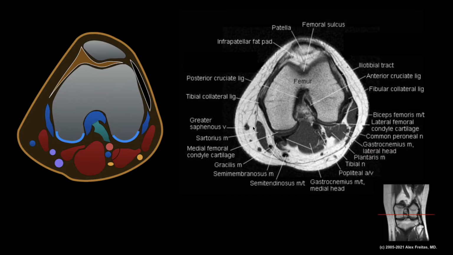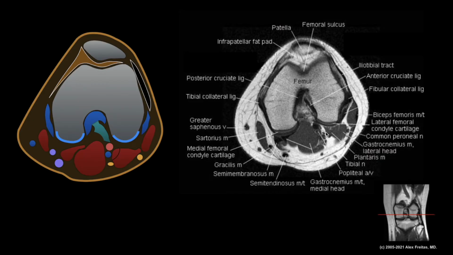So we have the great saphenous vein one more time, then the Sartorius muscle here. And then we have structures like the gracilis muscle and tendon, then the semimembranosus muscle, and I like to say them both together, semimembranosus and semitendinosus muscle and tendon. Then we have the gastrocnemius muscle and tendon. We know that we have the medial head, and if we have a medial head, it means we have a lateral head too. And one more muscle that we already saw is the plantaris muscle.